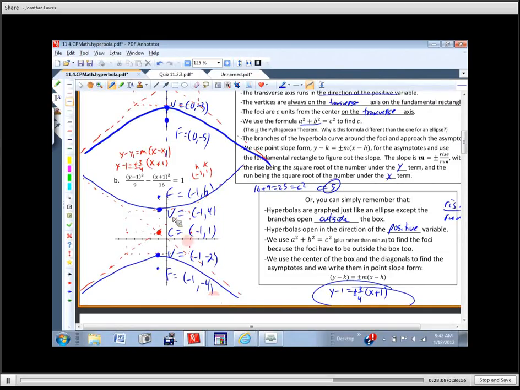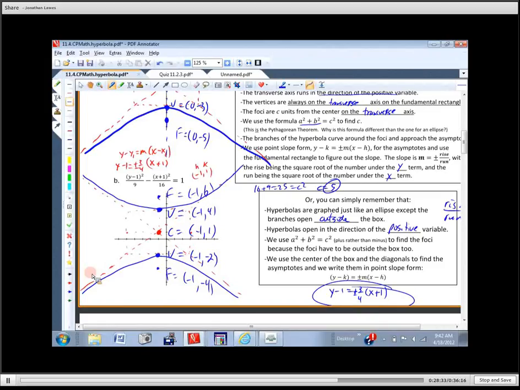What axis is this that cuts across here? Transverse axis. Is the fundamental rectangle part of the hyperbola? Nope, it just helps us graph the right shape. Are the asymptotes part of the hyperbola? Nope, it just helps us graph the right shape.